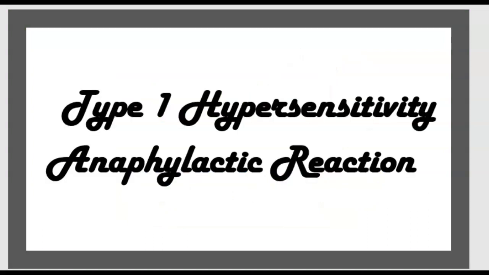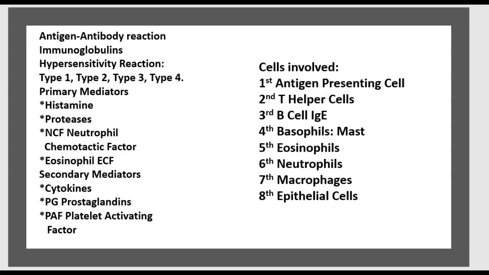Today's topic is about type 1 hypersensitivity and anaphylactic reaction. We will cover successively the antigen-antibody reaction, the type of immunoglobulin, type of hypersensitivity reaction, type 1, type 2, type 3, and type 4, primary mediator, histamine, protease, neutrophil chemotoxic factor, eosinophil chemotoxic factor, and secondary mediator, cytokine, prostaglandin, platelet activator factor.